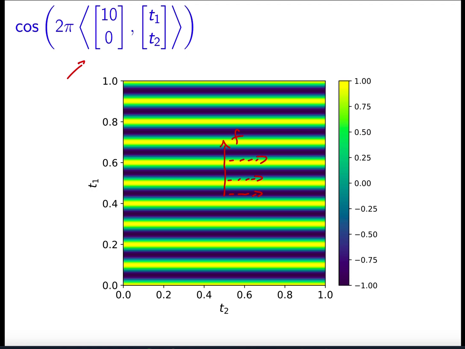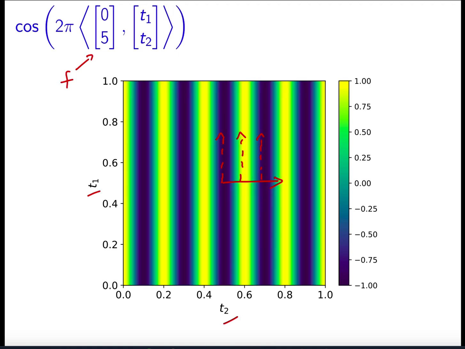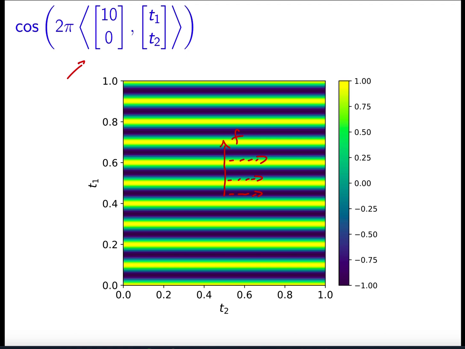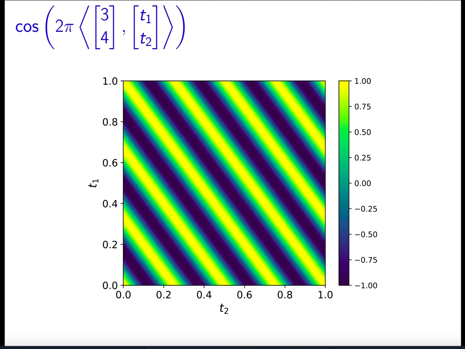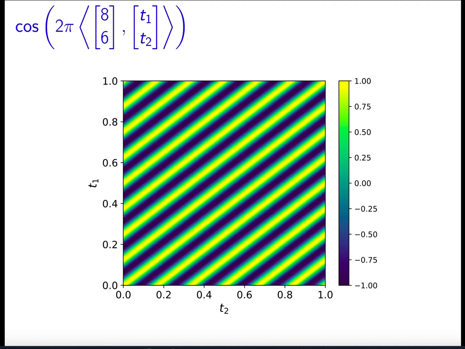And the period is inversely proportional to the norm of f, so here we see a higher frequency, a shorter period, than here. Here the period is longer because the norm of f is smaller. f does not necessarily have to be aligned with the axis, it can be aligned in this way. So here the vector is (3, 4), and again, perpendicular to f, we are constant. Here this is yet another orientation. Here f is in this direction.